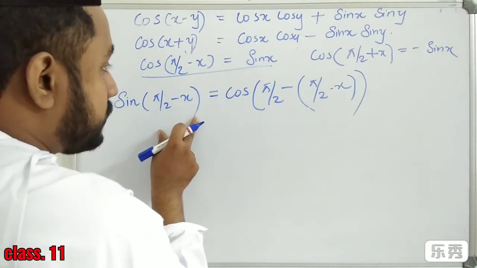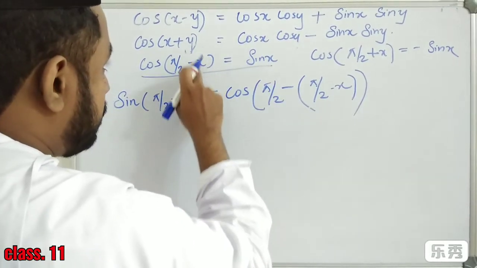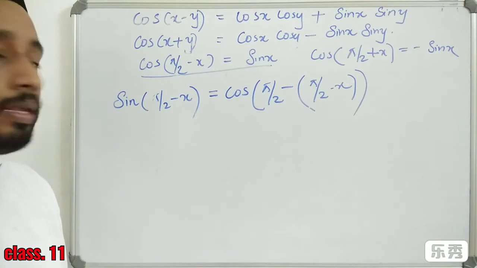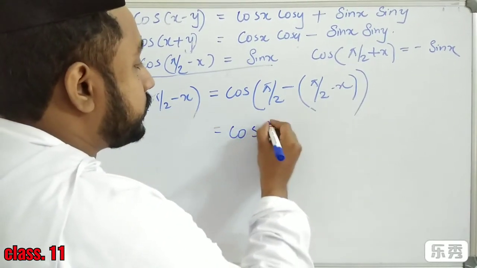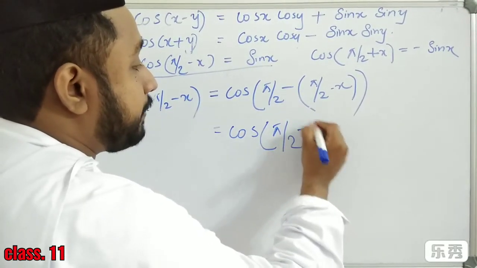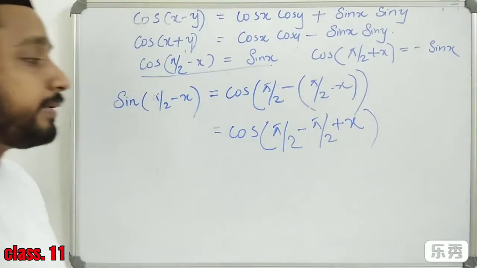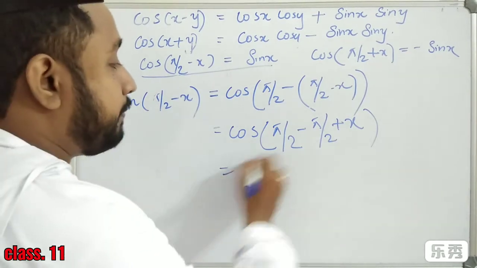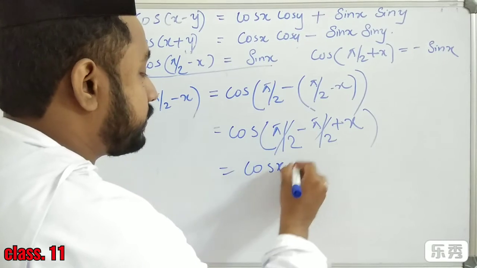So sin(π/2 − x) is equal to cos(π/2 − x), where instead of x we use π/2 − x. So cos(π/2 − (π/2 − x)) is equal to cos(π/2 − π/2 + x). The π/2 minus π/2 cancel, so cos x. So we got the result.